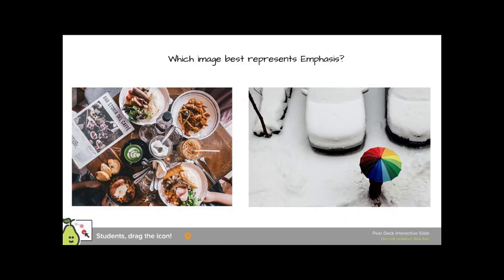All right, I have a few people circling on the correct answer. I'm still waiting for a few more. All right, we're moving. I'm still waiting for two more scholars to answer the question. Thank you so much. So yes, the picture over here on the right-hand side represents emphasis. This colorful umbrella stands out compared to the background of the white snow. It kind of falls along the lines of contrast, right? How it stands out. This umbrella is being emphasized.